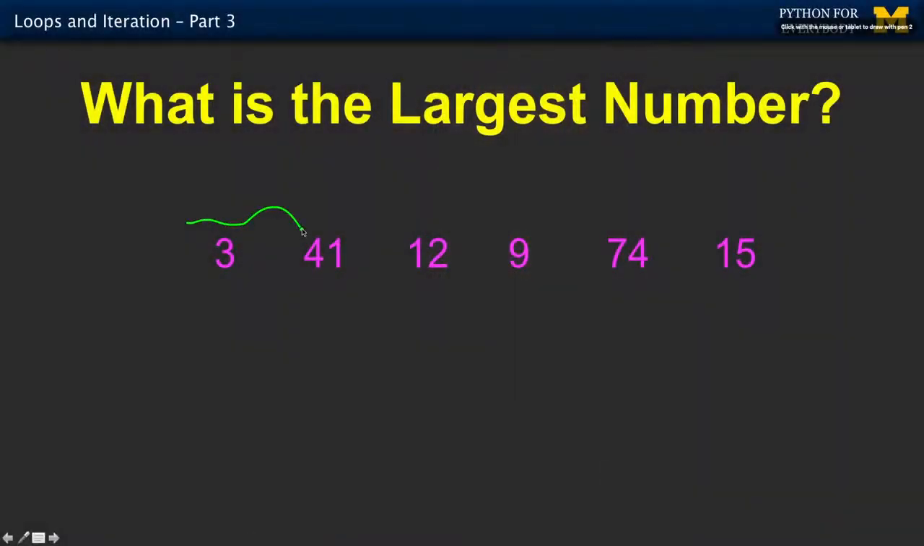The computer has to look at them as 3, 41, 12, 9, 74, 15. I conclude at the very end that 74 is the largest number, right? But humans just go, 74. So humans think about this differently.